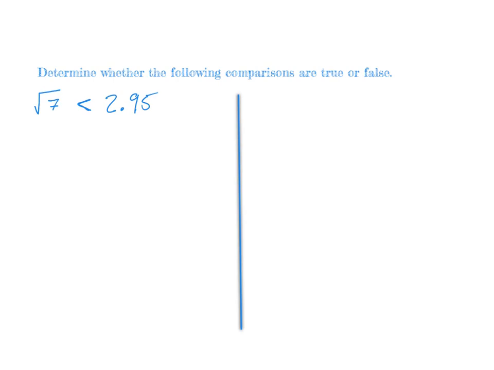Since the square root of 7 is not a perfect square, we need to use a method that we practiced in class. Find the perfect squares right below and above the square root of 7, which is going to be the square root of 4 and the square root of 9. Now you know that your answer is going to be somewhere between 2 and 3, so it's actually close to 2.95, but now let's see if it's larger or smaller.